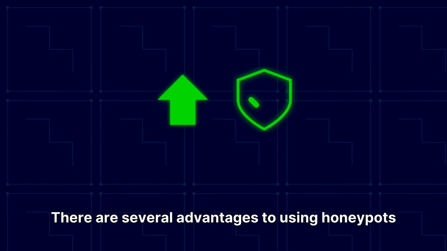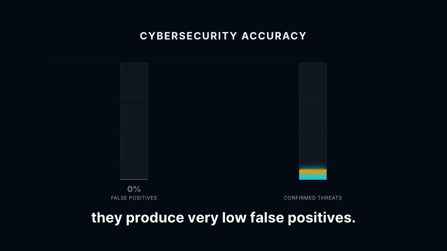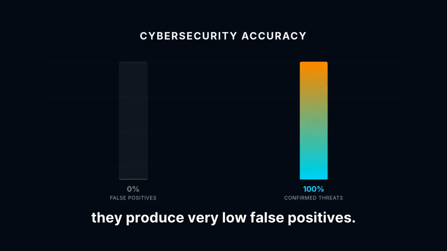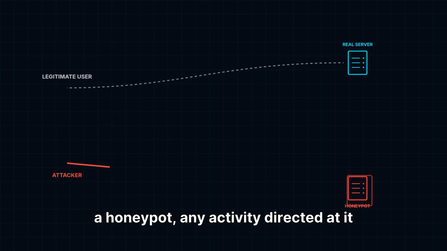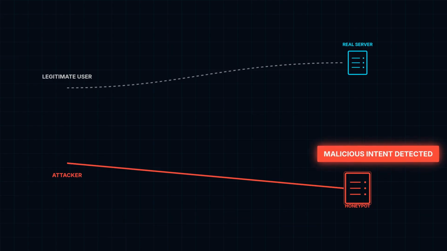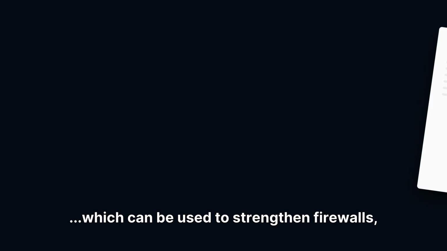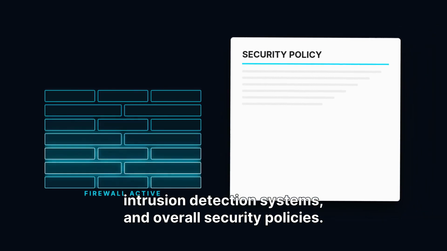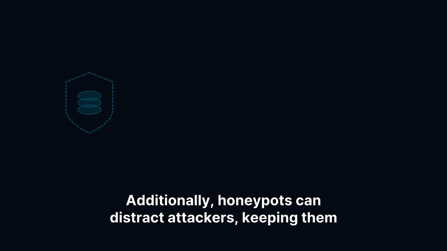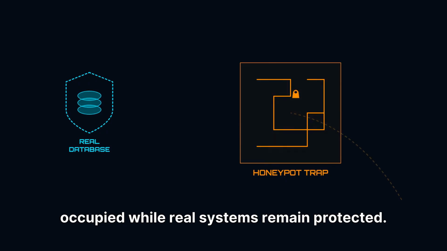There are several advantages to using honeypots in cybersecurity. One of the biggest benefits is that they produce very low false positives. Since no legitimate user should interact with a honeypot, any activity directed at it is almost certainly malicious. They also provide valuable threat intelligence by capturing real attack data, which can be used to strengthen firewalls, intrusion detection systems, and overall security policies. Additionally, honeypots can distract attackers, keeping them occupied while real systems remain protected.